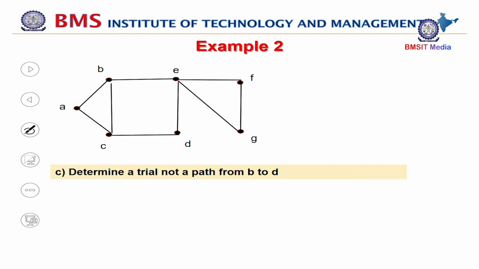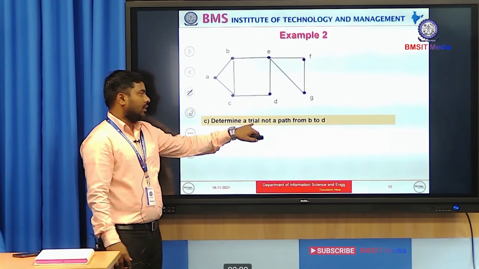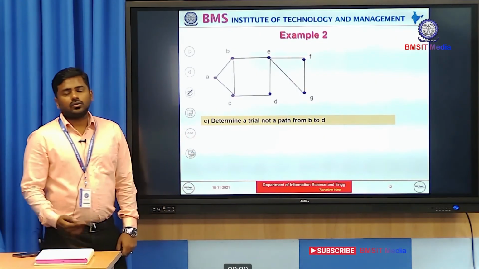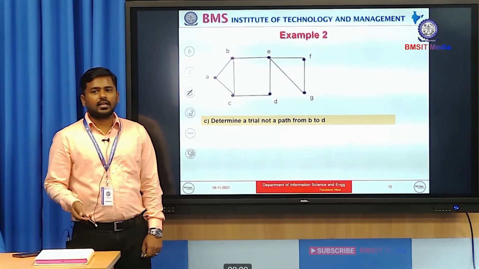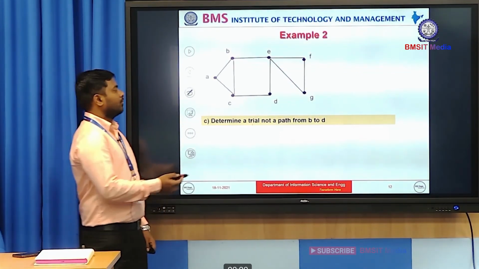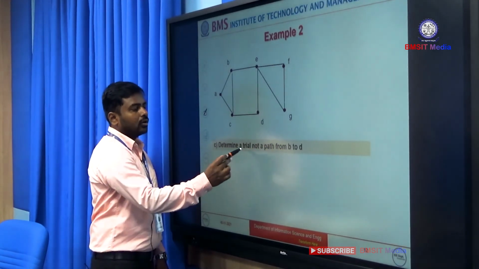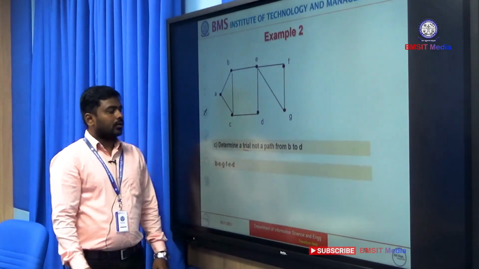Now, let us see: determine a trail, not a path, from B to D. So, I have to determine a trail. What do you mean by a trail? In a trail we have no repetition of edges, but vertices can be repeated. So, that is what we want. We do not want a path, we want a trail.